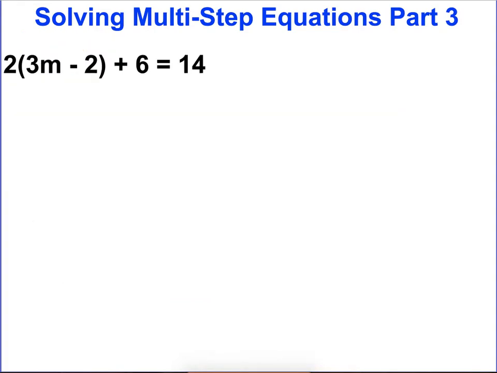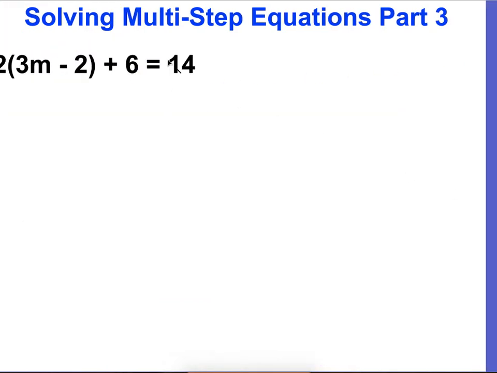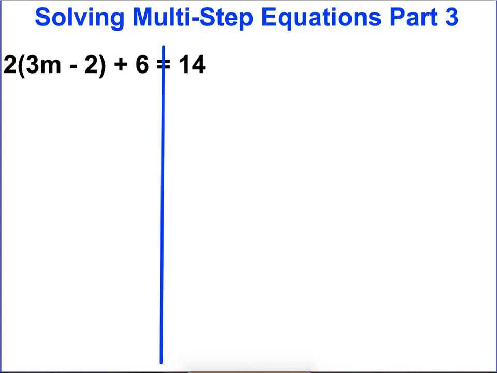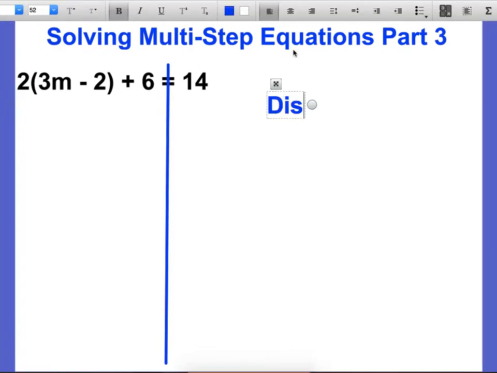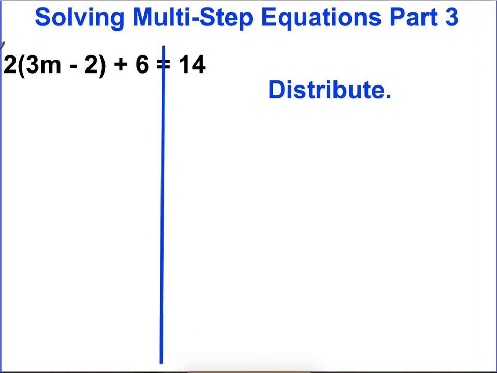One more example here. Same idea. Even if the variable is not x, you still do the skill the same way. So we're going to look at what step do I take. I'm going to distribute first. Or we might say apply the distributive property. So 2 times 3 is going to be 6m. 2 times negative 2, we're going to have a negative 4. And then we have this plus 6 equals 14.